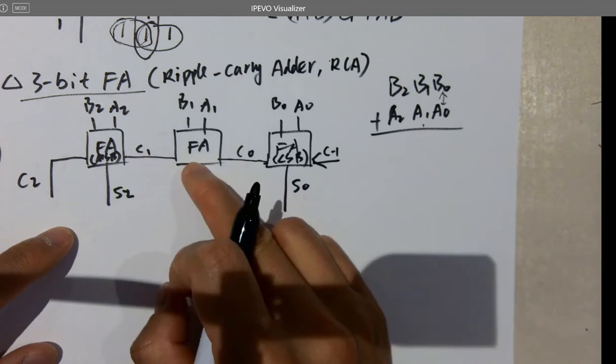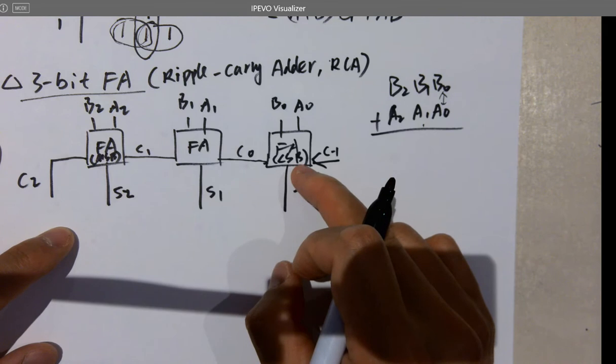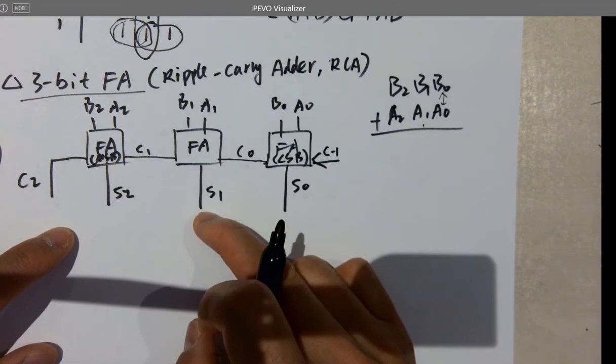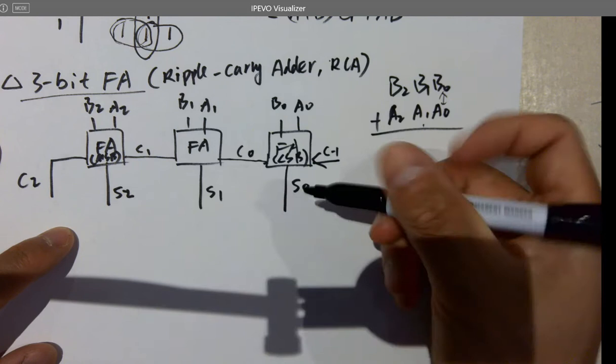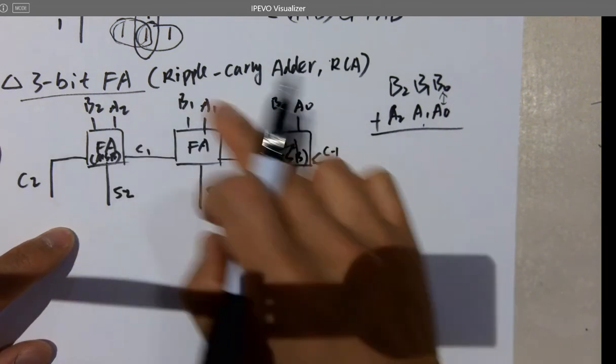Because the subsequent stage has to wait for the carry out to be calculated first to get a correct answer for the next stage, right? So it's like the carry is rippled to all the stages. It's called RCA, ripple carry adder.